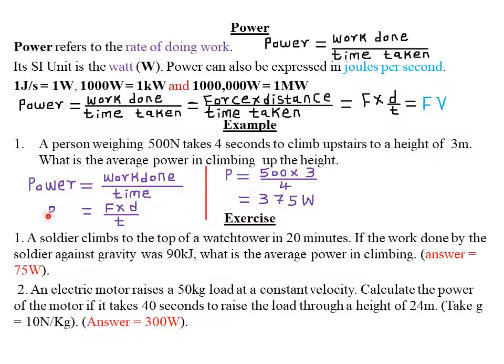So power is equal to the work done, which is force times distance, divided by the time taken. We are given the force, or the weight of the body, as 500 newtons. Then the distance moved, or the height moved, is 3 meters, because remember, work done is force times the distance moved. Then the time taken to do that particular work is 4 seconds. So divided by 4 seconds. If you compute this calculation, you'll obtain 375 watts.